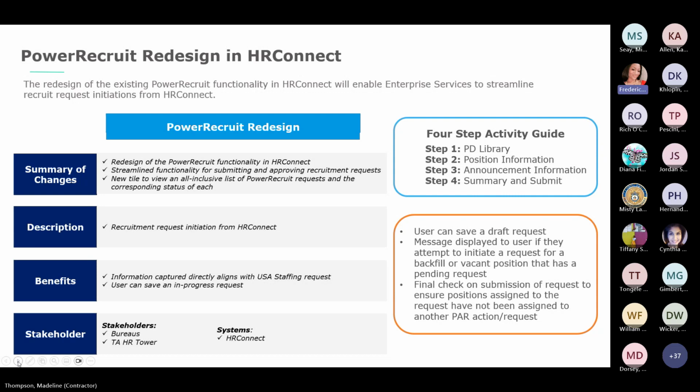Another main update with this redesign is the introduction of the 4-step activity guide, which includes Step 1, PD library. Step 2, position information. Step 3, announcement information. And Step 4, summary and submit. We will walk through these steps during this training. Other updates include the ability to save a draft request, ability to print or save a copy of the request, and a final check prior to submitting the request.